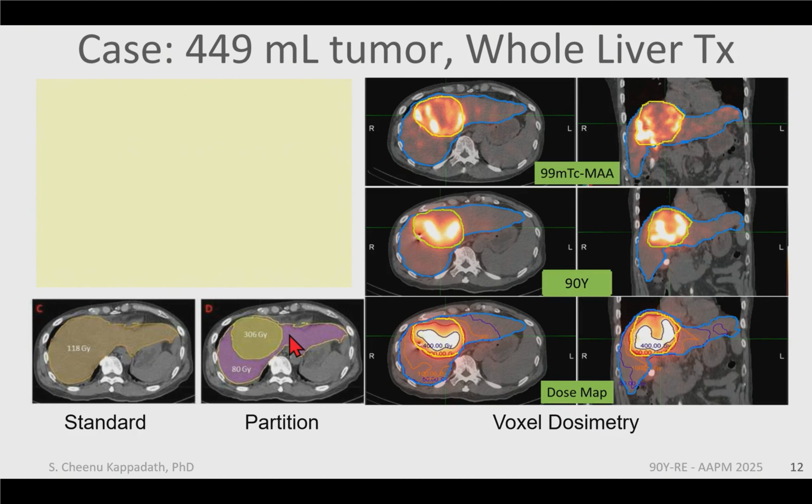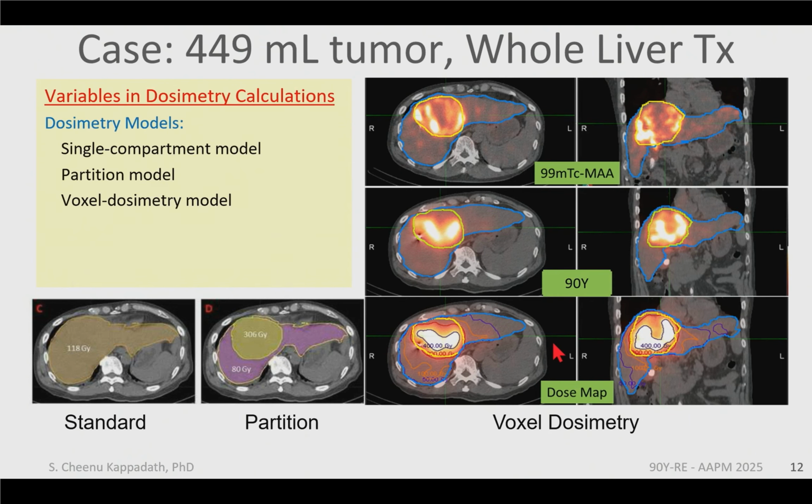Here now we can see, well, it's not actually 306. There are places with a lot more than 400 gray, right? If you look at the normal liver, sure, it says 80 here, but there are places with 50 gray here, right? So that's kind of what I was saying. You can see the true spatial heterogeneity when you start doing voxel dosimetry.